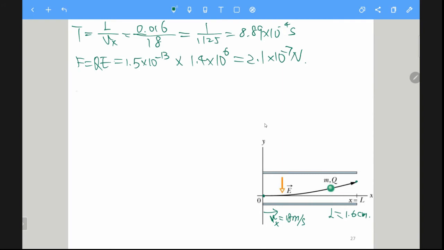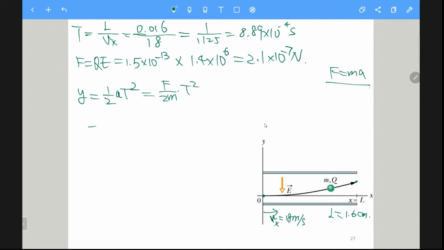Okay, from high school physics, you know that y should be 1/2 at squared. And according to Newton's second law of motion, F is ma, which means that a is F over m. So we have F over 2m times t squared.